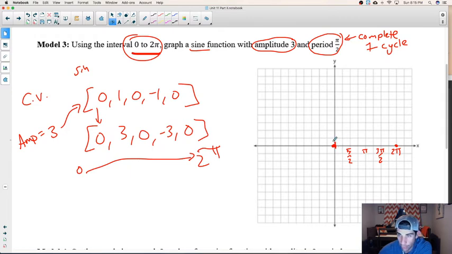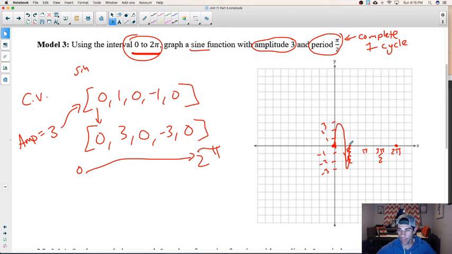So let's do 1, 2, 3, and -1, -2, -3. There and there. This one's going to be a little bit tight. So I'm going to go up to 3, down to -3, and back up. So that's pi over 2. I completed one cycle.